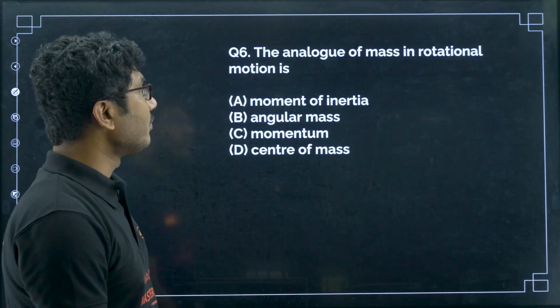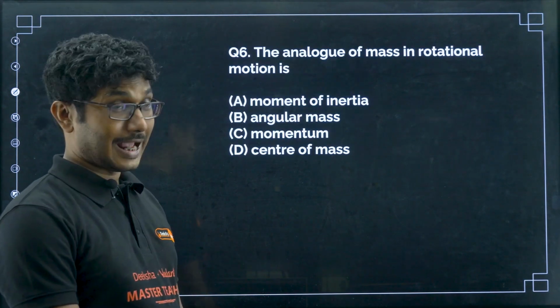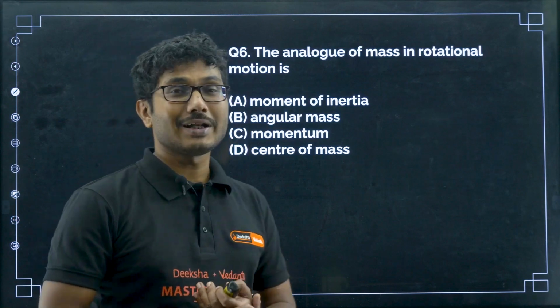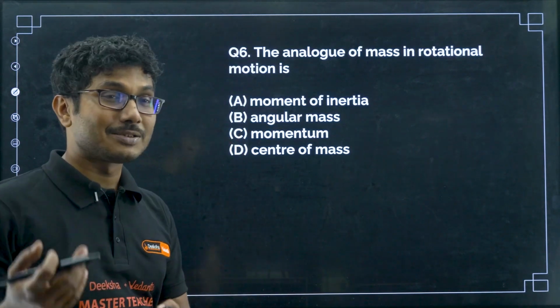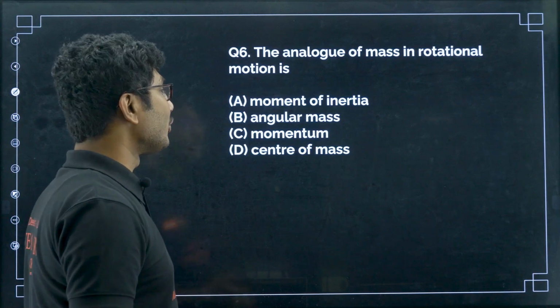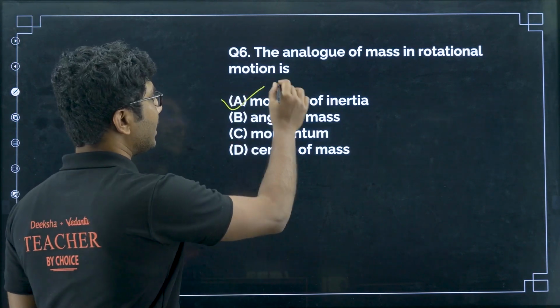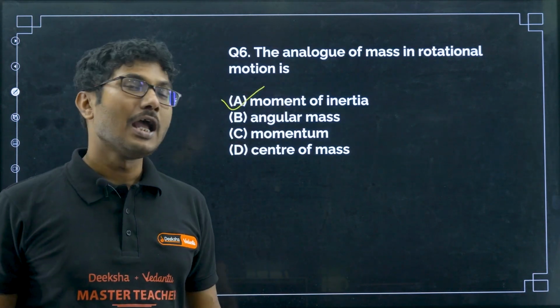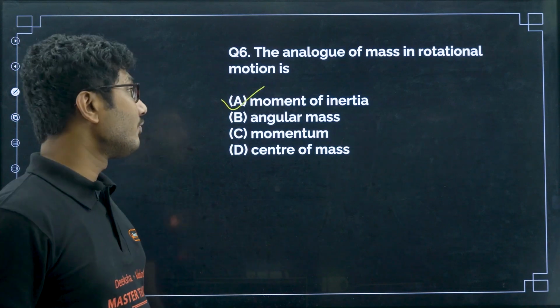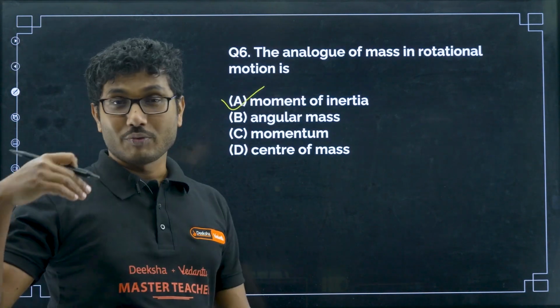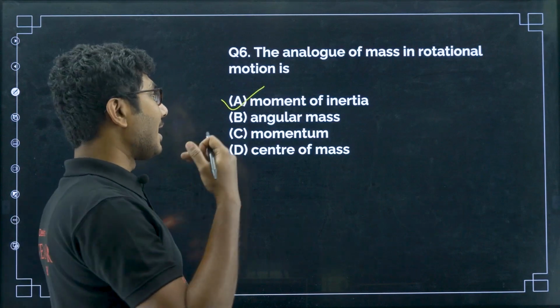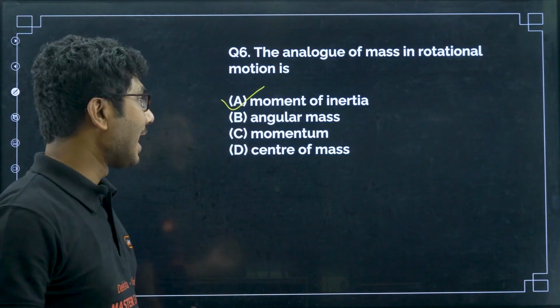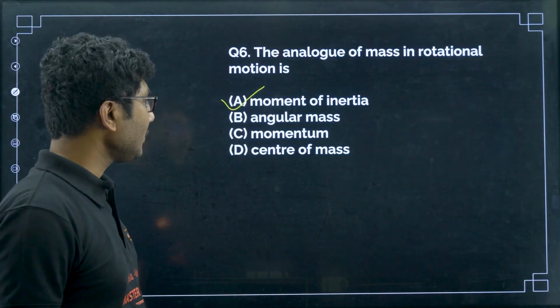The analog of mass in rotational motion. Analog of mass means whatever quantity behaves the same as mass in rotational motion. So the answer is moment of inertia. Moment of inertia I is the analog of mass for rotational motion. For force it is torque, for speed it is angular speed, and for mass it is moment of inertia, right.